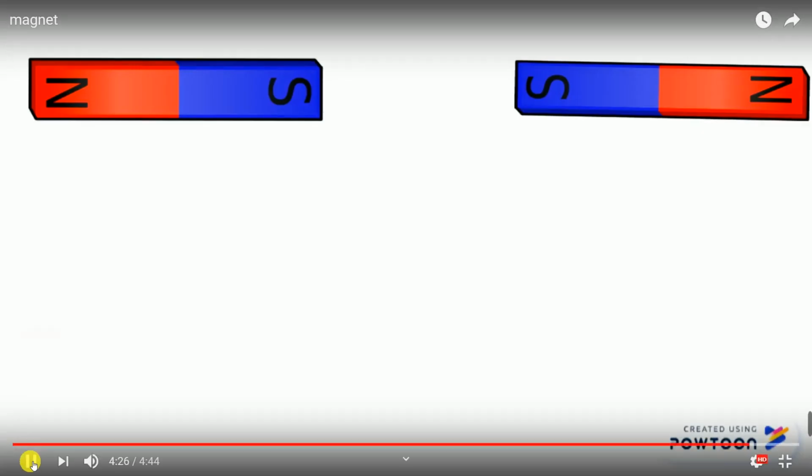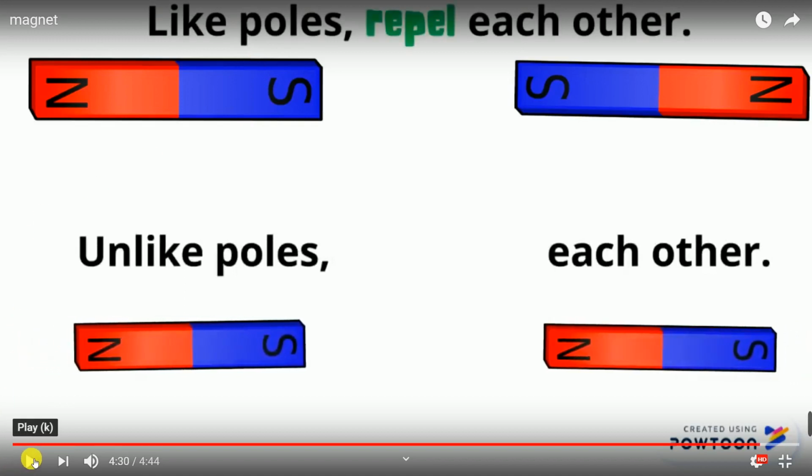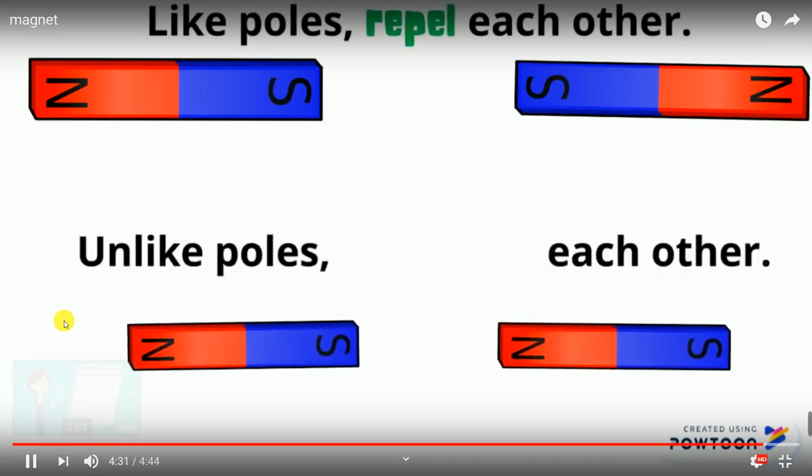Okay, now you have two bar magnets, okay? Like poles, repel or attract each other? SS, repel. Super. And unlike poles, can you see how they attract each other?